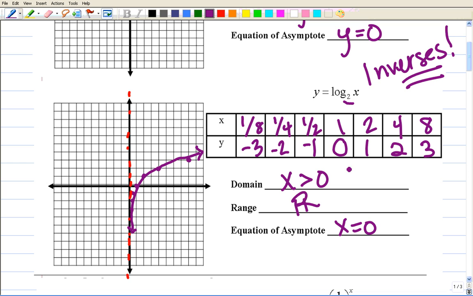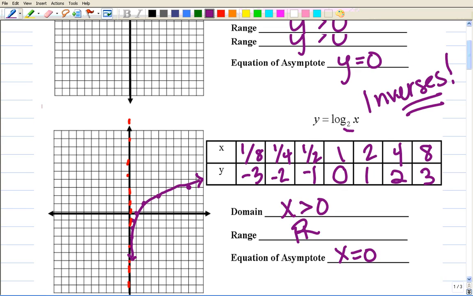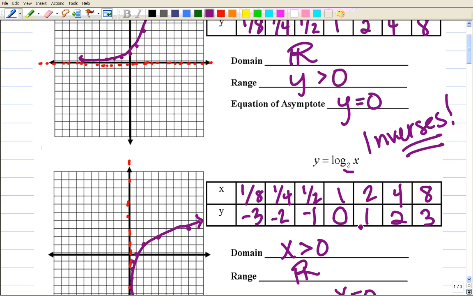So with inverses, the domain and the range will switch, and with the asymptote, it will switch from the horizontal to the vertical. And if you compare these two graphs, they are the same graph, just remember they're reflected over that line y equals x. So if you compare these two graphs here, you can see that this bottom one is a reflection of this previous graph over that line y equals x. Okay, so let's look at if we have a different base. Instead of 2, let's look at 1/2.